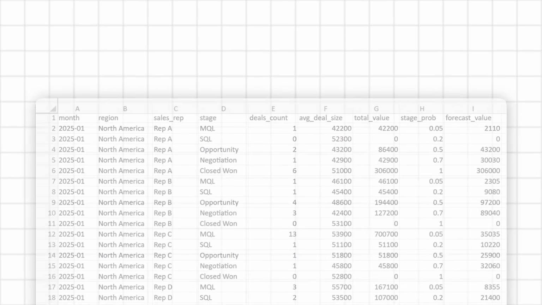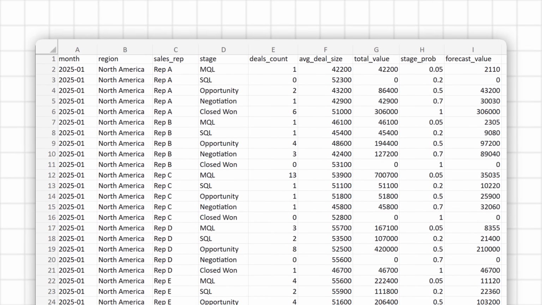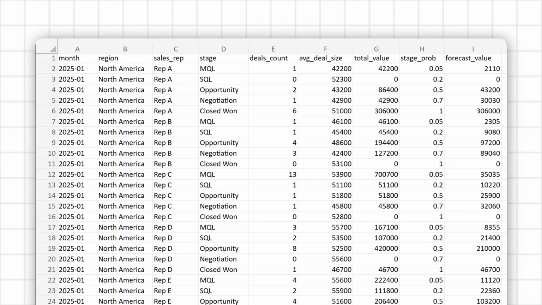The dataset has each row representing a group of deals at a specific stage, broken out by month, region, and sales rep. The stages run from MQL through SQL, opportunity, and negotiation to closed won, and each row includes deal count, average deal size, and total value.